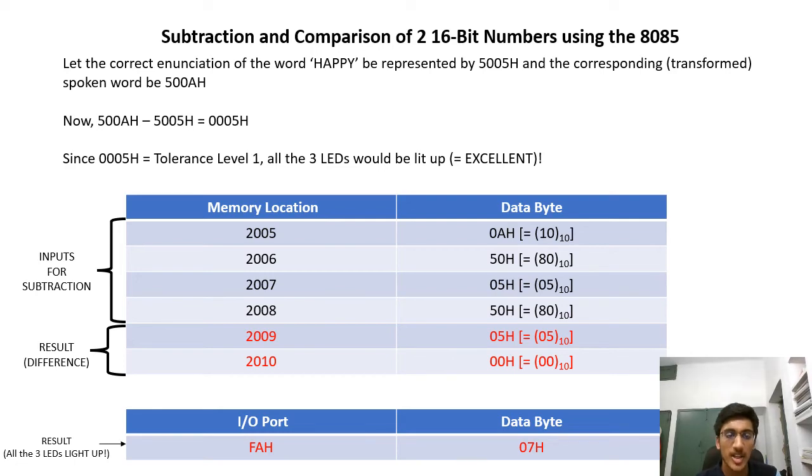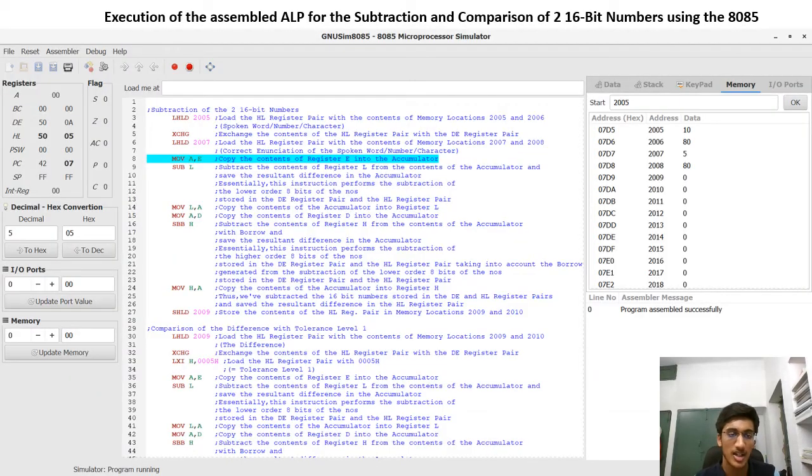Let us check whether our code yields the desired results or not. As can be seen in this snippet of the code, on executing the first 3 instructions, we find that the enunciation of that particular word spoken by the person has been stored in the D register pair, and the correct enunciation has been stored in the HL register pair.